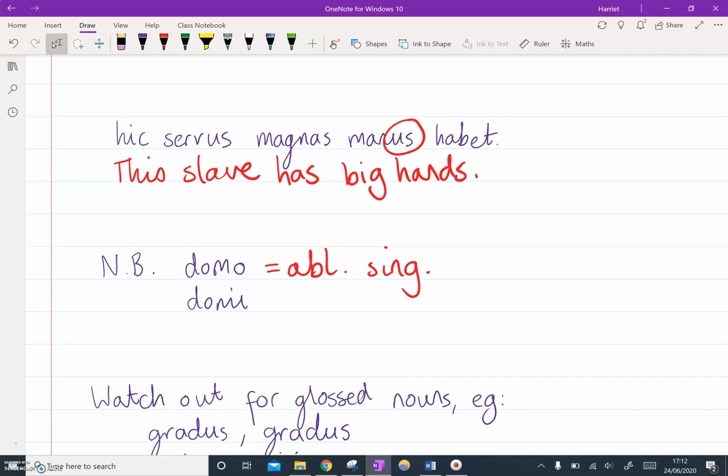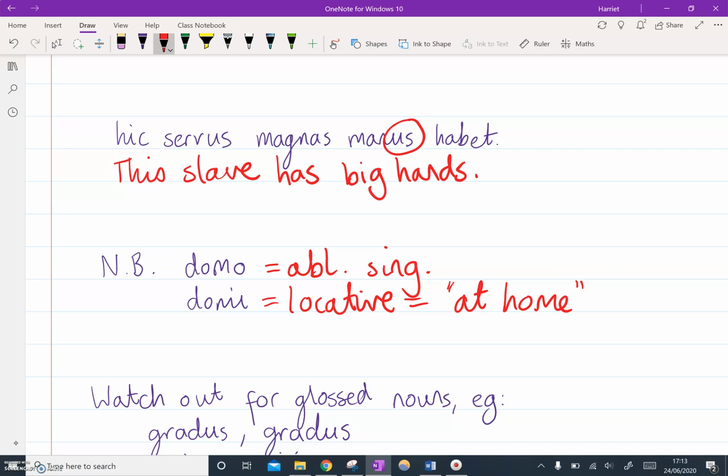But domi is a locative. We don't learn the locative fully at GCSE, but you just need to learn this particular word, domi, and translate it as at home, because that's what the locative means. It's describing the place where someone or something is. So domi just means at home.